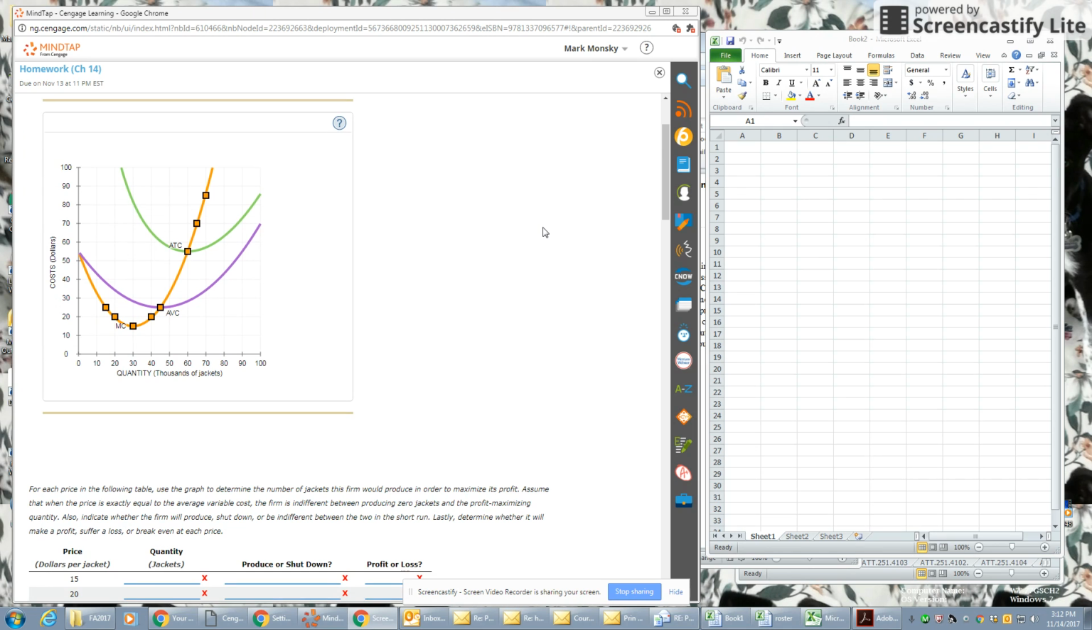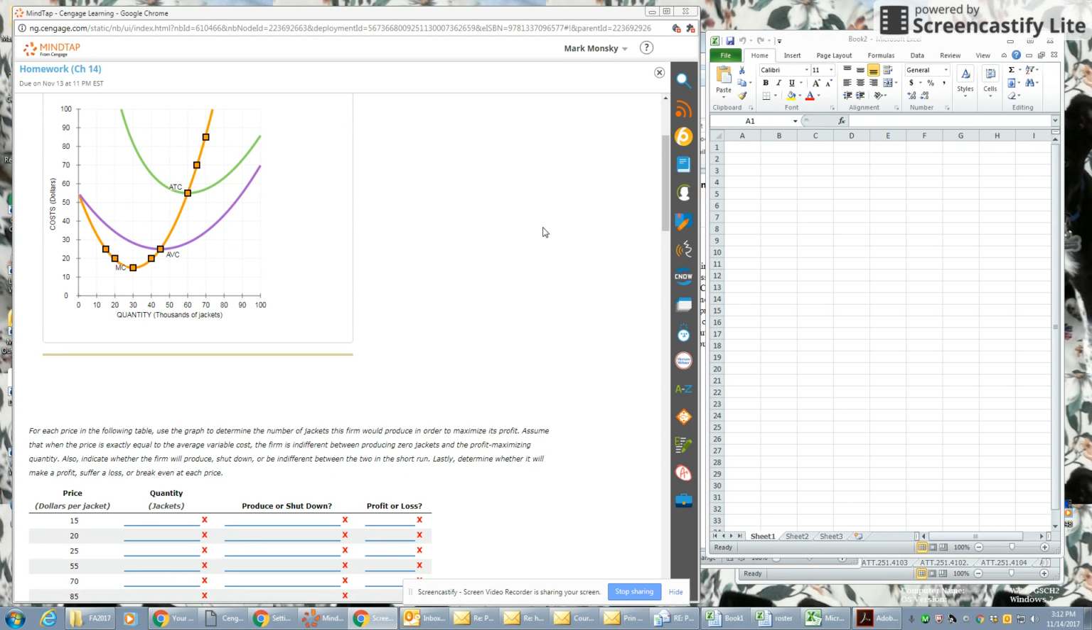So here we are dealing with a market for jackets. So we've got our cost curve, and we're going to consider what's this firm going to do at different price levels? What's the quantity of jackets that they would be wanting to produce? Okay, so at a price of $15. Well, at a price of $15, that's at the bottom of the marginal cost curve.